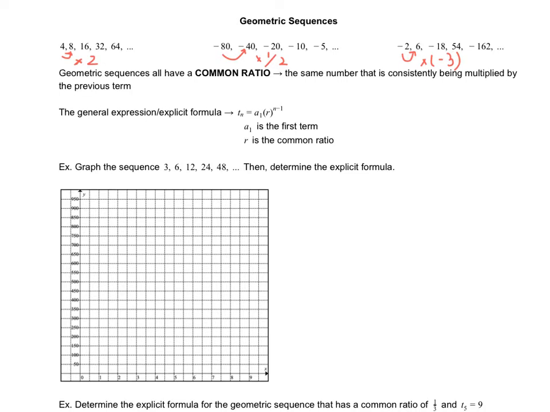If something is geometric, then we can use an explicit formula. And that explicit formula is Tn, which is the number in the sequence, is equal to A1, the first term, times R, which is the common ratio, to the power of n minus 1. Now I'm just going to do an example to see where this formula is coming from. So I'm going to use a simple geometric sequence starting with 3, 6, 12, 24, 48, and so on. And I can see that my first term is 3, and I am multiplying by 2 each time.